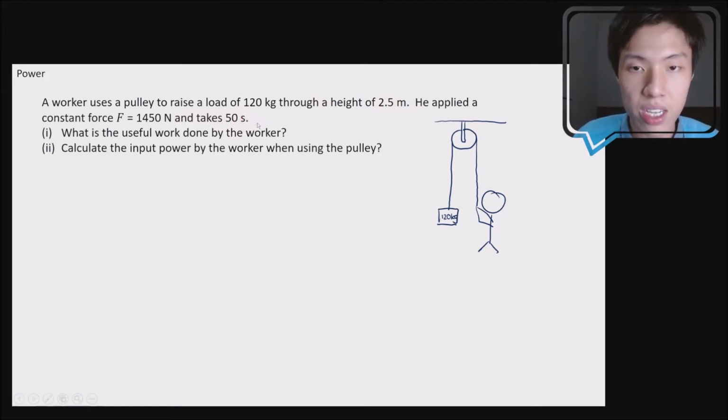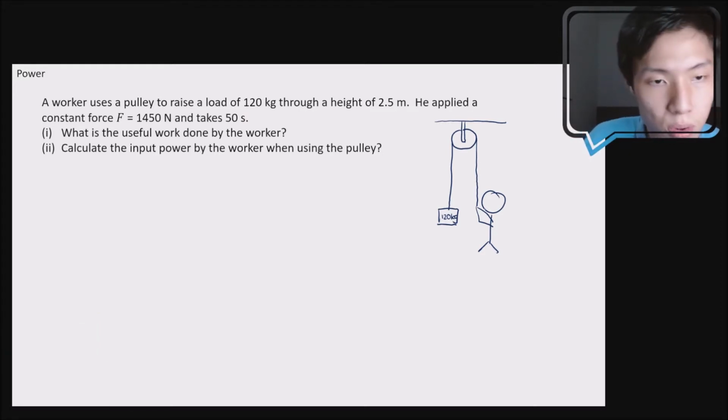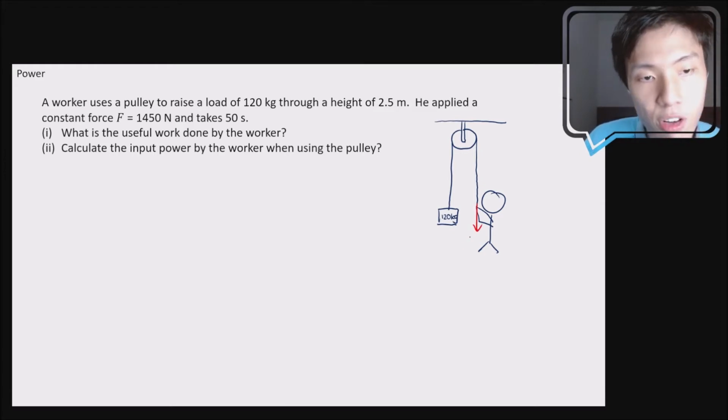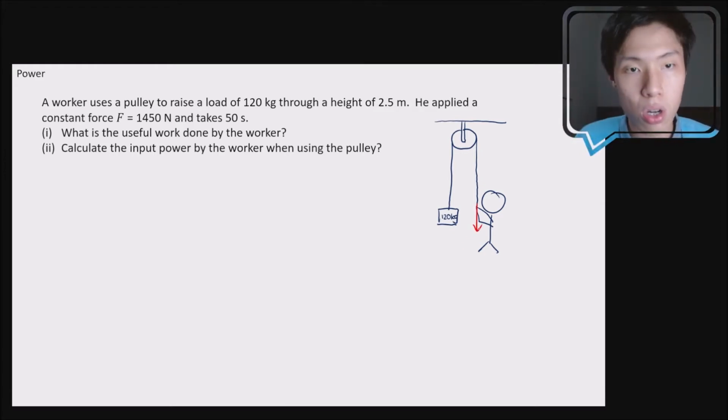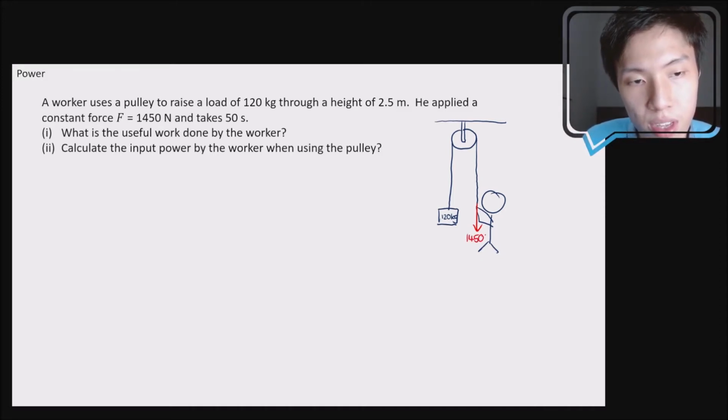So let's bring that into our diagram. So we can see that this person is pulling the rope of the pulley. So you should draw the force probably around here. So this force is exerted by the worker onto the rope. So it's exerted by worker on rope, and the force is 1450 Newton.